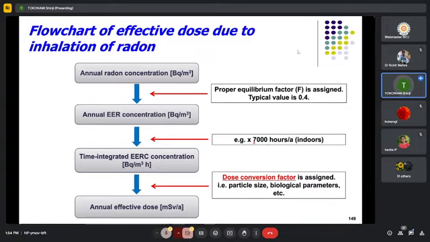namely 7,000 hours per year indoors, we will get the time integrated equilibrium equivalent radon concentrations, becquerel per cubic meter hour. Then, when the dose conversion factor is assigned, we can obtain the annual effective dose in millisievert per year. Dose conversion factor is affected by particle size of radon progeny, biological parameters, and so on.